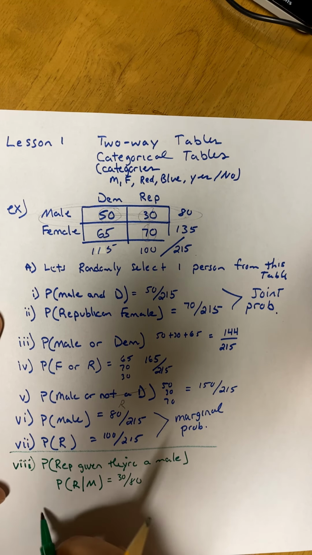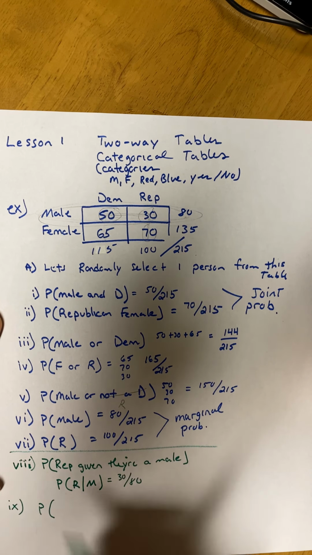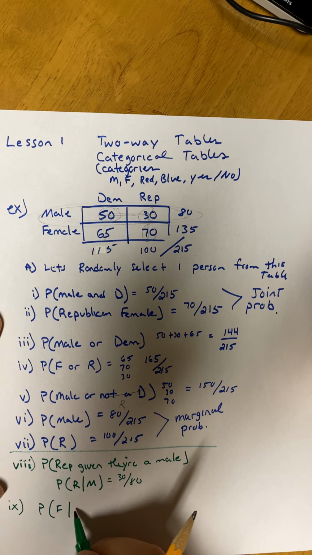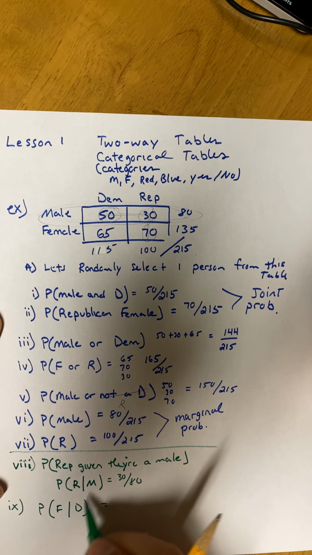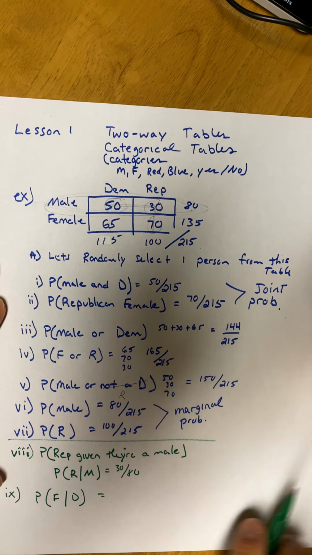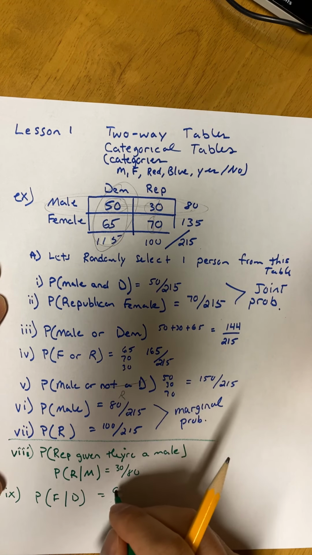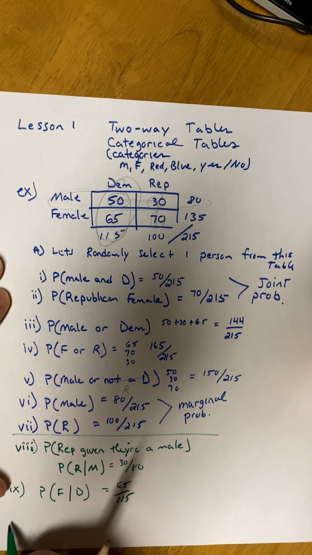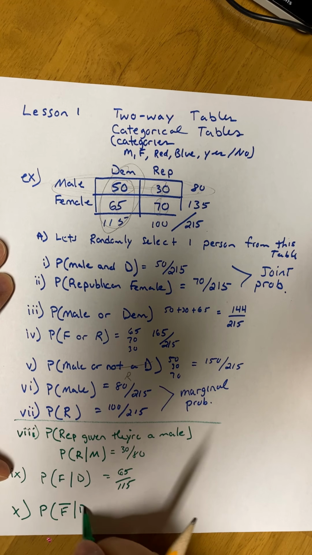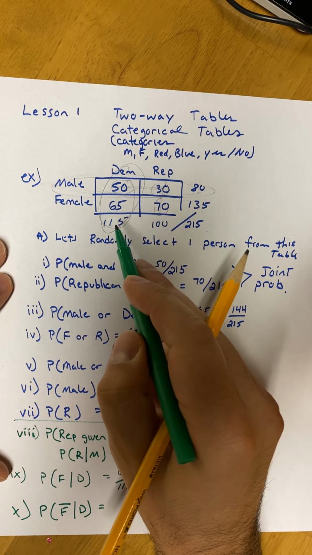What if I said probability of a female given Democrat. So you always look at the given part. You have to read it backwards. Given you're a Democrat, how many Democrats do I have? 115. What's the chance you're a female? 65. I could say probability of not being a female given you're a Democrat. So given you're a Democrat, not being a female. So 50 out of 115.